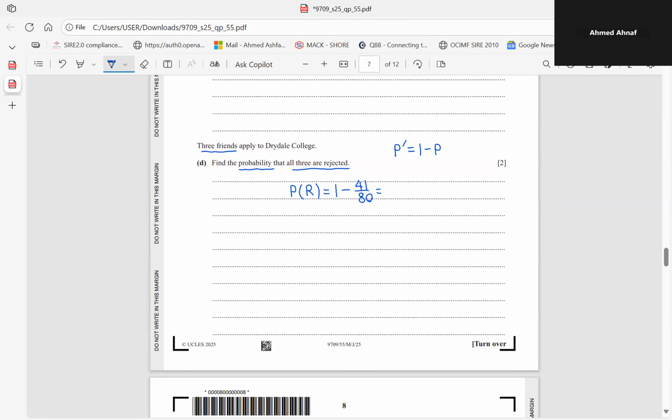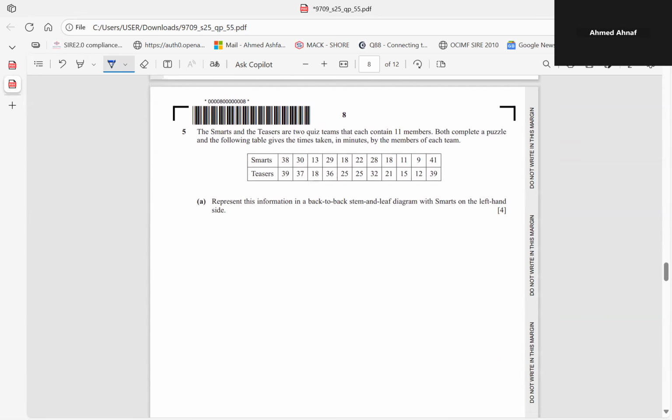Okay, so this is just 39 over 80. And to find the probability of all of them getting rejected, we just have to multiply this probability 3 times. So 39 over 80 cubed. This will give us 0.111516 to 3SF. So this is our final answer for this part, as well as the entire question. Let's head on to the next question.